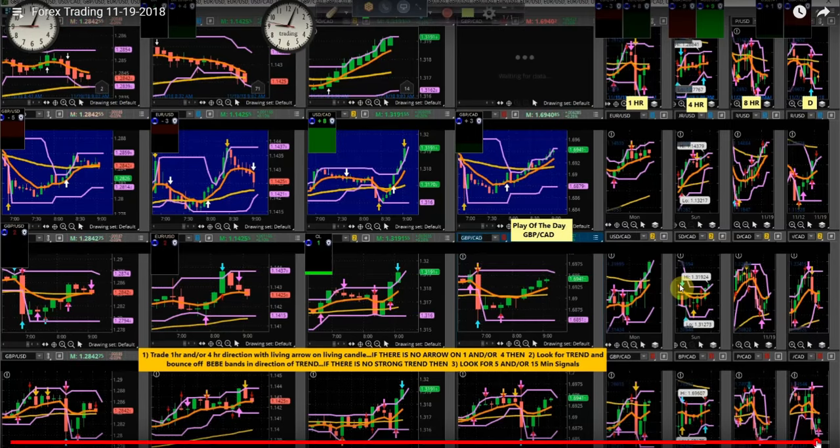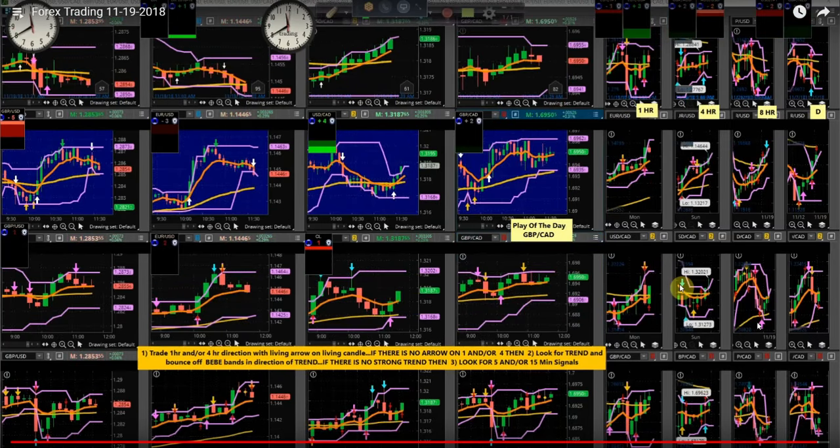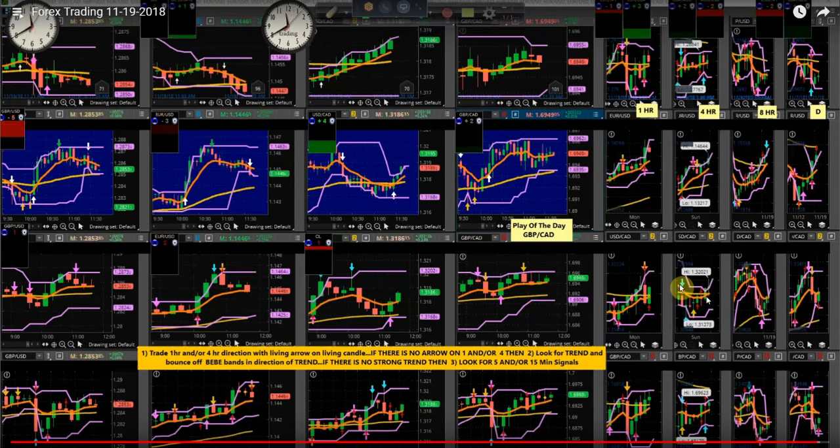Yep, so again, we'll look at the end of the session there. Look, it broke the 8-hour BB band down, but it then broke the 4-hour orange line again here. Okay, so bounce back up.